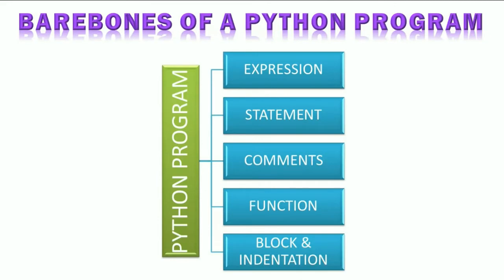A Python program consists of these 5 components: expression, statement, comments, function, block and indentation. Now we will learn in detail each component one by one.